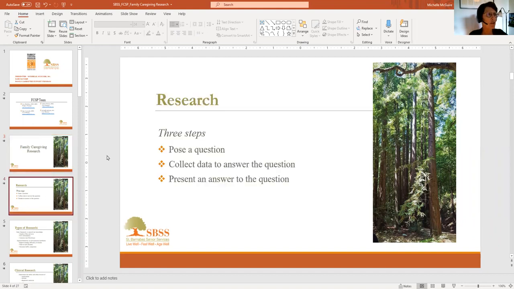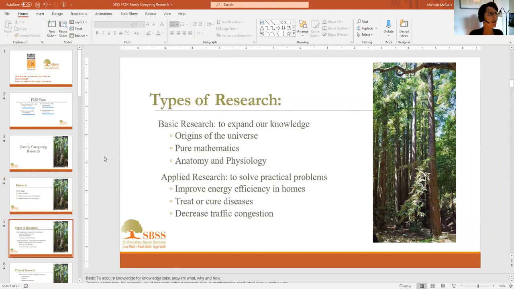So to start, research at its most basic is 3 steps. You ask a question, you collect information or data to answer your question, and then you present your answer or your solution to the question. That's it. That's research in a nutshell. But we can blow it out too and get real detailed. We can break it down into 2 basic types of research, basic and applied.